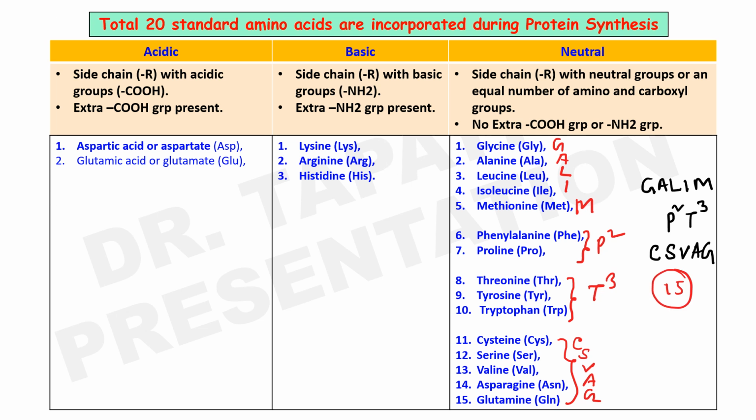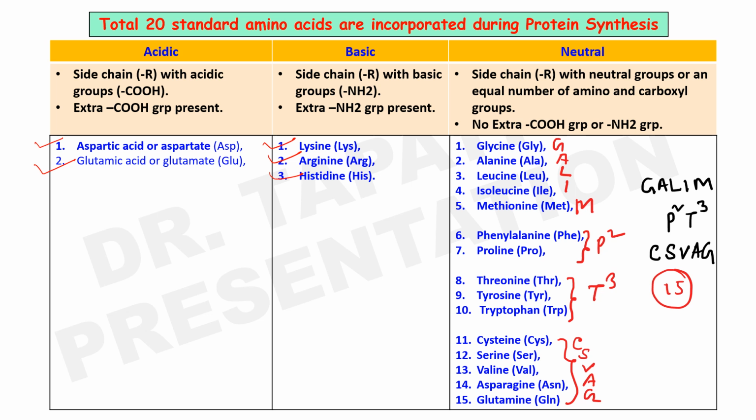If you don't remember this name, at least you should remember the names of acidic and basic amino acids. It is very easy to remember because only two acidic amino acids are there, including aspartic acid and glutamic acid. And only three basic amino acids are there: lysine, arginine, and histidine. The rest of the 15 amino acids come under neutral amino acids.